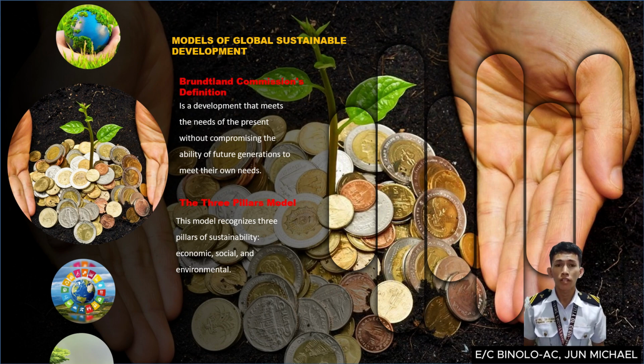We have also the three pillars. This model recognizes three pillars of sustainability: the economic, social, and environmental. Sustainable development occurs at the intersection of these pillars, ensuring that progress in one area does not compromise the others.